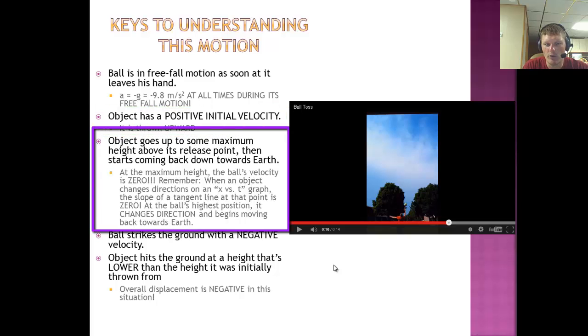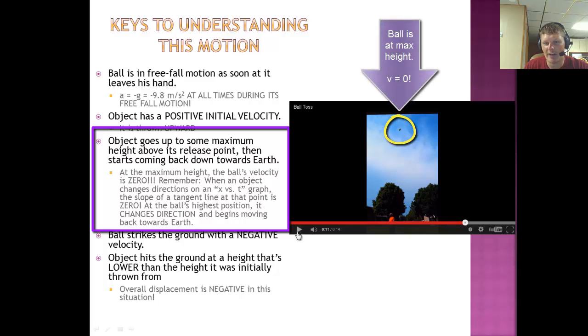The ball travels upward and reaches some maximum height above its release point, and then it starts coming back down towards the earth. And remember, at the maximum height, the ball's velocity is zero because the ball is changing directions. I paused the video very close to the maximum height. Remember that the ball's velocity at this point in the trajectory is zero.